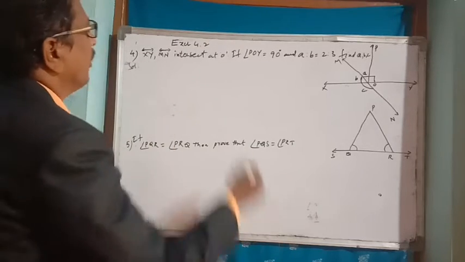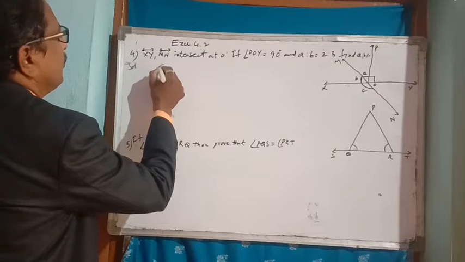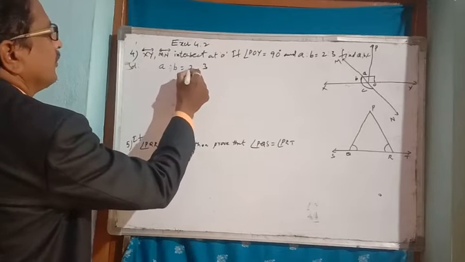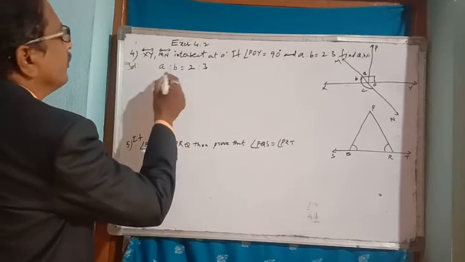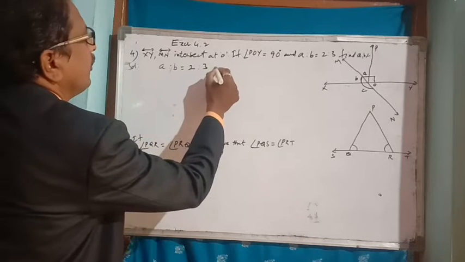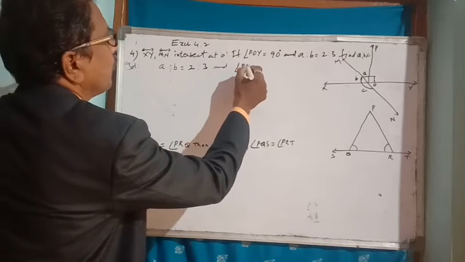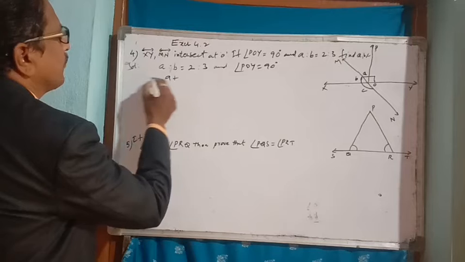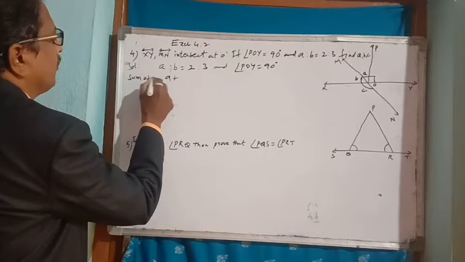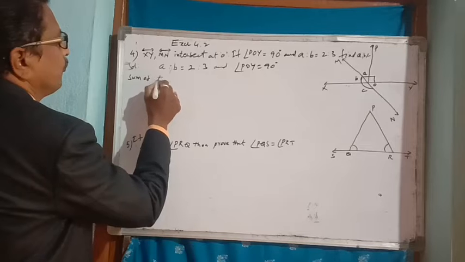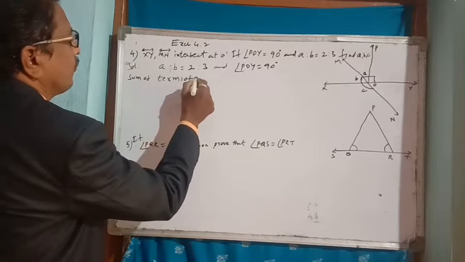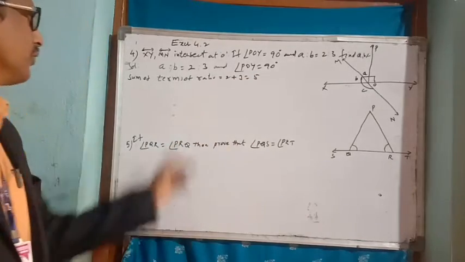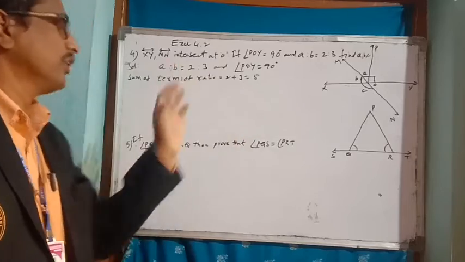Solution. What is given here? A is to B equals 2 is to 3. And angle POY equals 90 degrees is given. Then here, A plus B equals the sum of terms of the ratio. The sum of terms of the ratio equals 2 plus 3 equals 5.